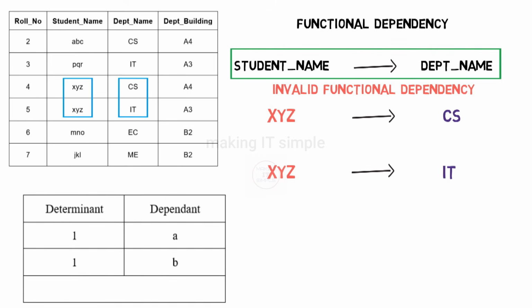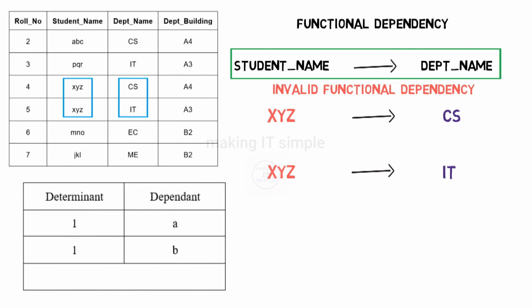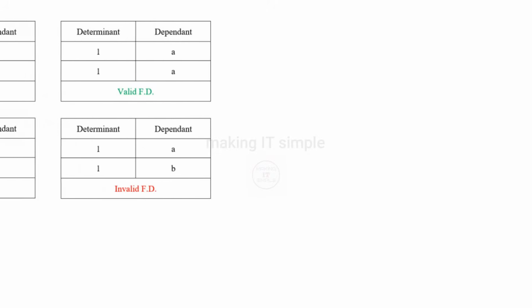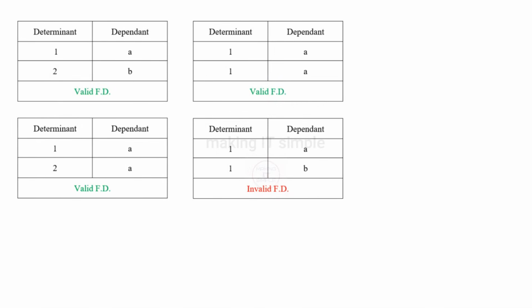So in a case where there are two same determinants and they have different corresponding dependents, such a case is an invalid functional dependency case. So these are the four cases. Three of them are valid and one is invalid. By checking these conditions, you can determine whether a functional dependency is a valid one or not. Hope you understood the concept of functional dependency.